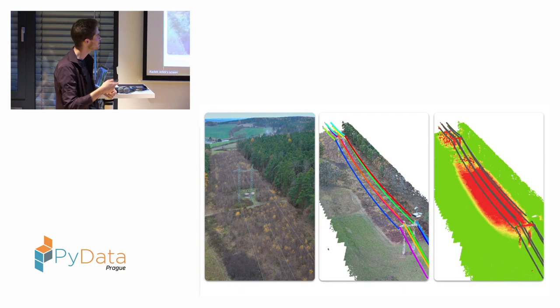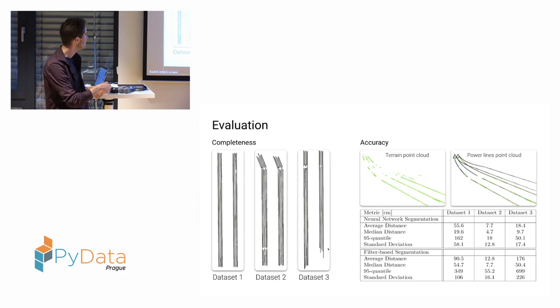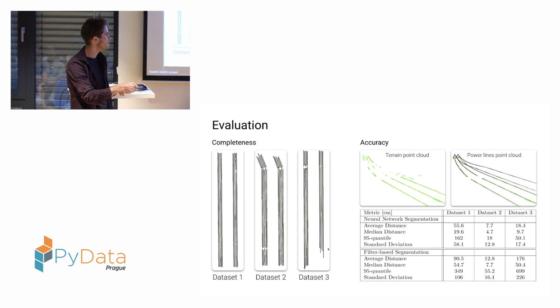Here are some results. There is a comparison of how much of the wires were reconstructed by the neural network on the left and by the traditional methods on the right. You can see that in the third data set the traditional method was really confused, and there were poor lighting conditions as well, but the neural network still handled it. For the accuracy, you can take the terrain points. Some of those points were still reconstructed, even though it's difficult for homogeneous structures. I took those points and compared them with the geometrically reconstructed power lines, and this is the difference.